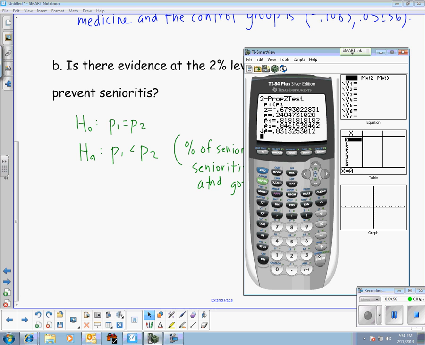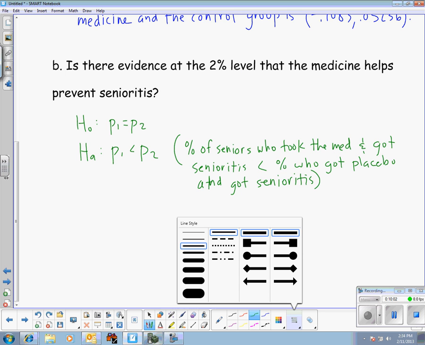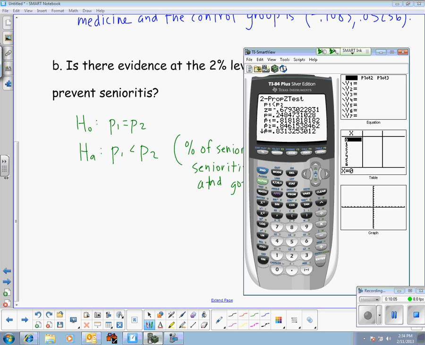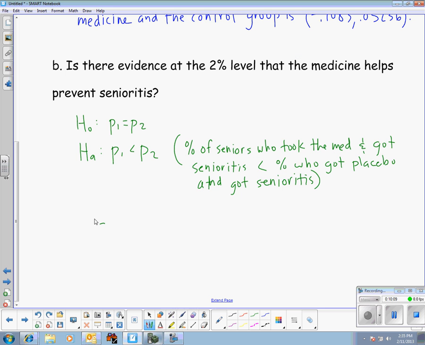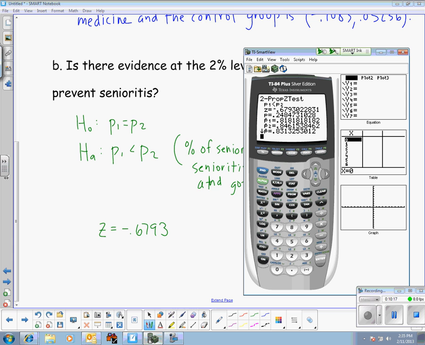So we calculate, and what do we get? We get, start writing down your Z's and your P's for these problems. Let's see, Z is negative 0.6793. So it's down on the negative side, which is good for this medicine. However, the p-value is 0.2484.